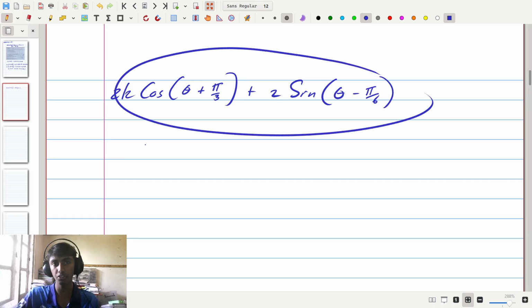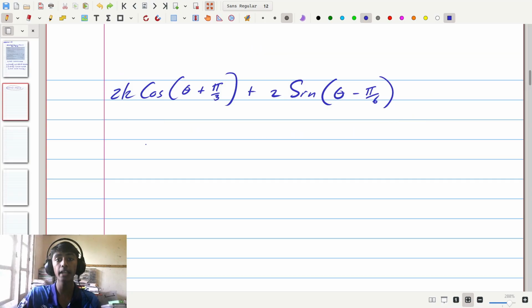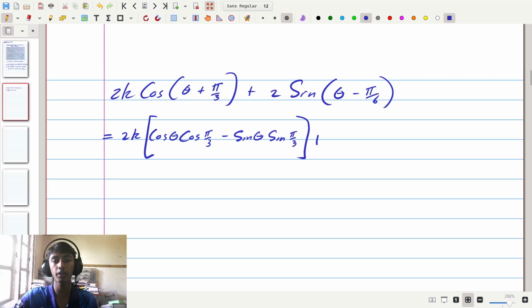And in the first part of the question, we were asked to find the cosine of a plus b and the sine of a minus b. So therefore, as a first step, let's expand this and this using those two formulae. So from this, we're going to get equals 2k times the first expansion, which is going to become cosine of theta times the cosine of pi by 3 minus sine of theta times the sine of pi by 3. And then the second part is going to become plus 2 times, and then the sine's expansion is going to be sine of theta cosine of pi by 6 minus cosine of theta sine of pi by 6.